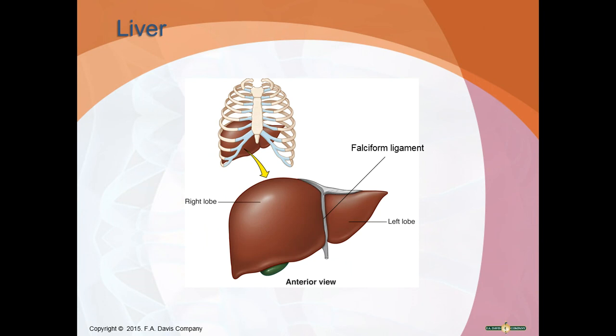So the next organ, the liver, is considered an accessory organ of digestion. It's the body's largest gland. It has 4 lobes. 2 of the lobes, the right and left lobes, are visible from an anterior or frontal view, and the right and left lobes are separated by the falciform ligament, which also serves to anchor the liver to the abdominal wall. So you see that right there.